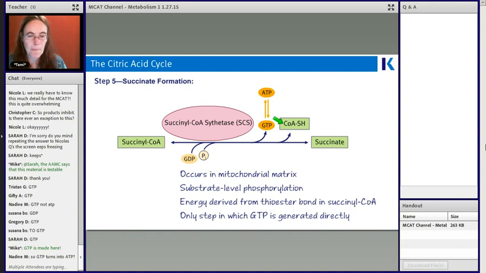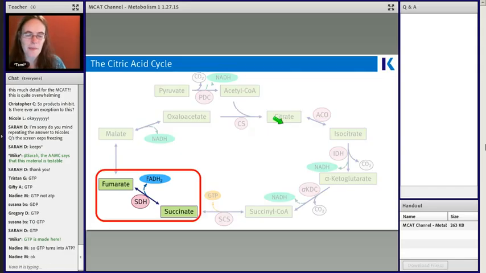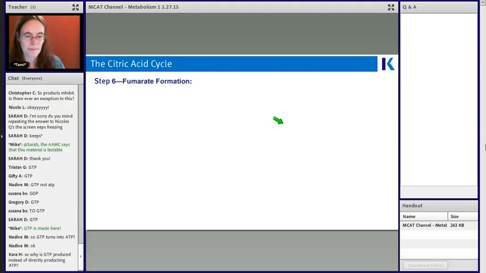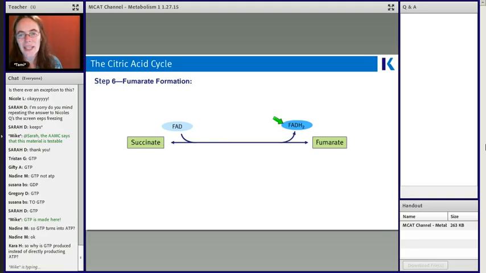All right. Now, what can inhibit this? What can keep this going? There's not big inhibitors there, so that's why we don't look at them. Okay. Our next step, step 6, is looking at succinate into fumarate. Now, succinate into fumarate is FAD going to FADH2. What is happening to my FAD?